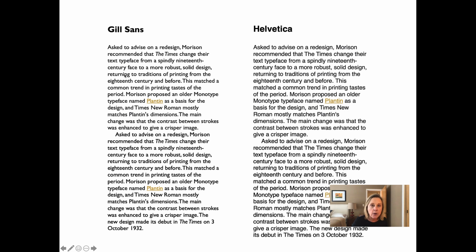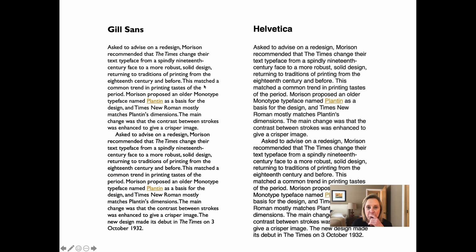Here I've compared two blocks of text, Gill Sans with Helvetica. You can see that the softer, more rounded Gill Sans is easier on the eye than the much more angular and even Helvetica. So Gill Sans looks friendlier than Helvetica does. Helvetica tends to be more robustly, I suppose, modern.